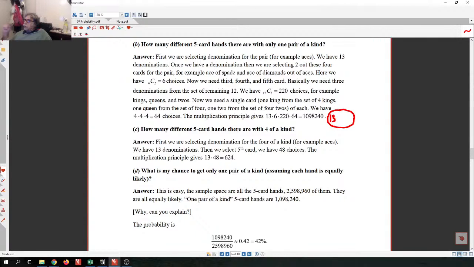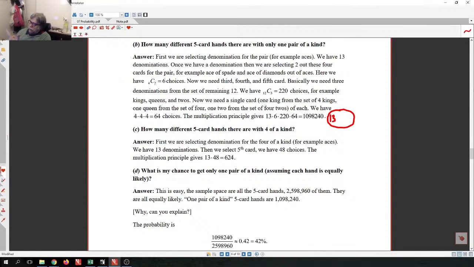Now you have to select 2. So let's say you want to have aces. You have to select 2 aces. You're not done yet with selecting a pair. You have 4 aces to choose from. You need to select 2. In how many ways can you select 2 aces out of the set of 4? Okay? You can even count that.